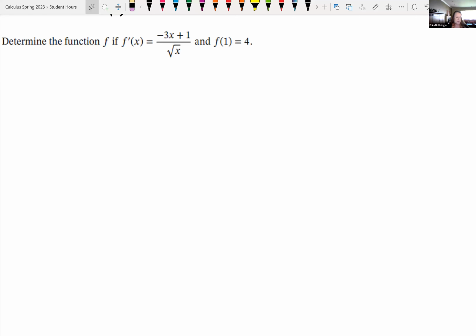So the next example in front of us says determine the function f if f prime of x is equal to negative 3x plus 1, and this is all divided by the square root of x, and f of 1 is equal to 4.